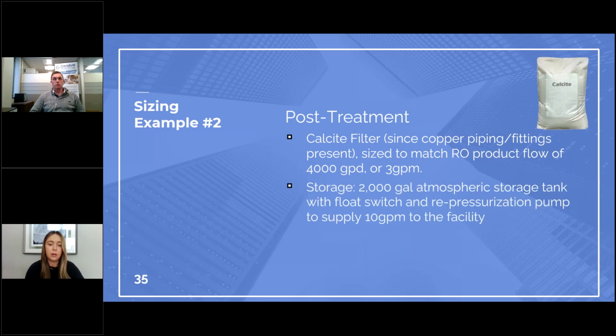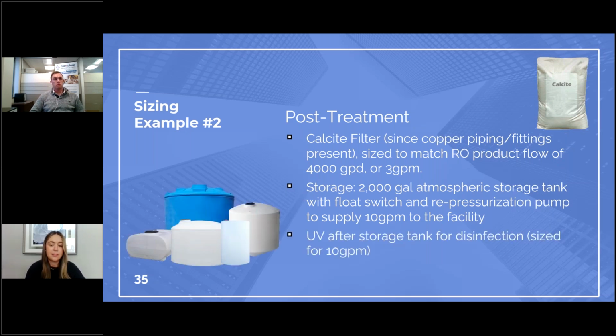For storage, we're looking at a large 2,000-gallon atmospheric storage tank. They'll have a float switch in there, which is connected to the RO system. So whenever the tank is full, make sure the RO shuts off. And then we've got a repressurization pump after the storage, which is going to supply 10 gallons a minute of water to the facility. In this case, they've also opted for a UV system since they are disinfecting their equipment, which handles food processing. So they're going to choose a UV system to disinfect, and this will be sized for the 10 gallon a minute. It'll go after that repressurization pump.